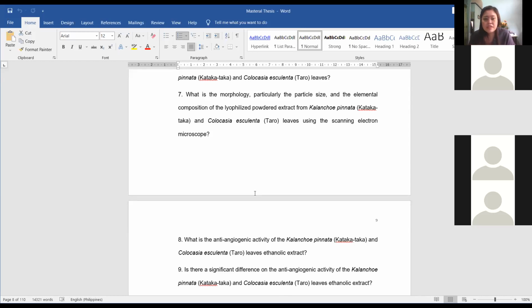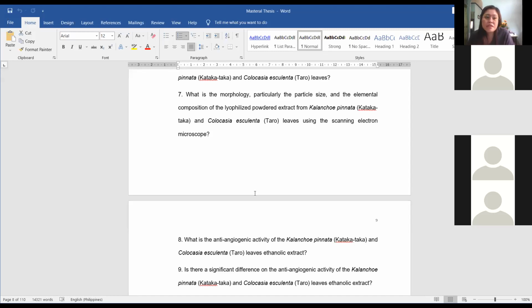So the null hypothesis here, himuon lang nimo siya og declarative nga statement and then you just state it sa negative nga form. So ano ni siya? There is no significant difference on the anti-angiogenic activity of the Kalanchoe pinnata and the Colocasia esculenta leaves ethanolic extract. Ana lang sad. Dili pwede nga lahi imuhang SOP, lahi pud imuhang gibutang sa hypothesis.